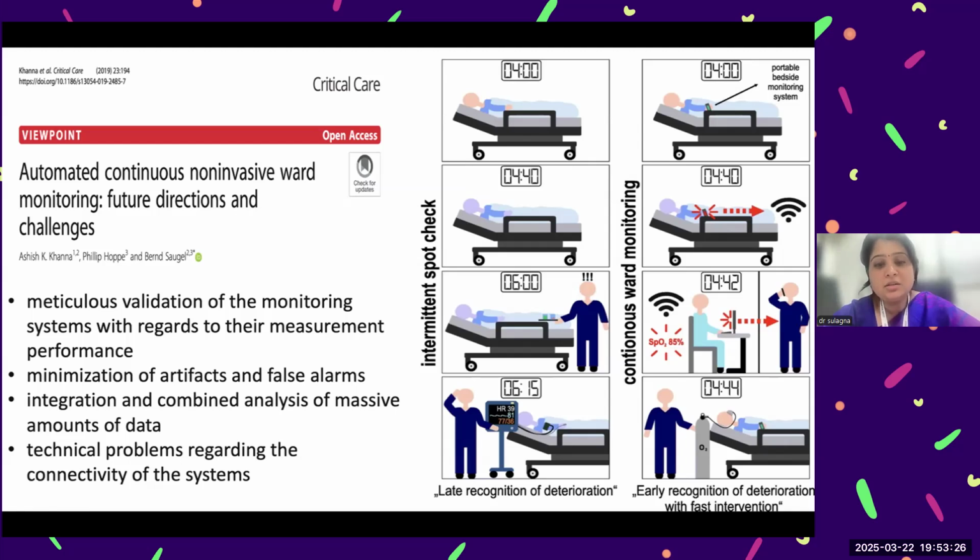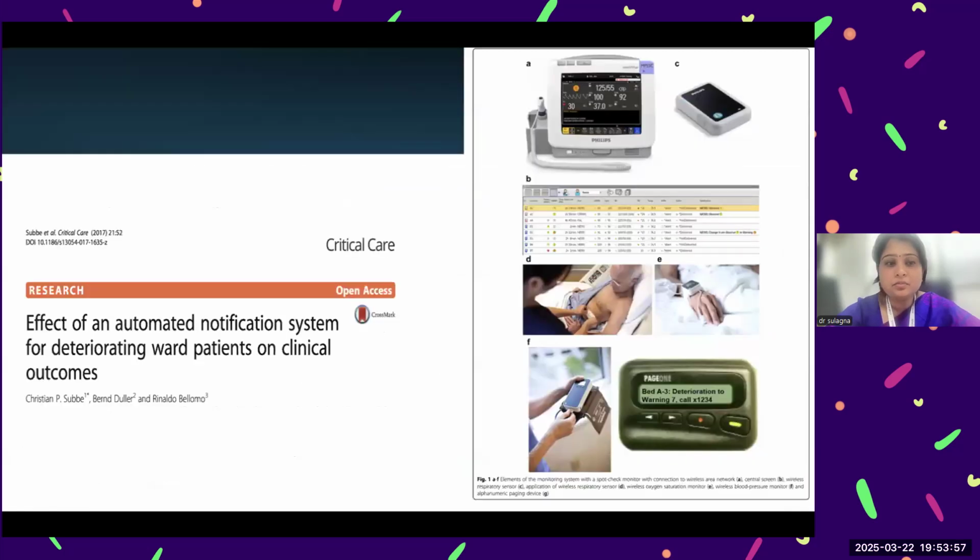Integration and combination of these systems require a massive amount of data, which needs to be analyzed. So the systems have to be integrated with the existing hospital information systems, and technical problems like connectivity and internet availability have to be ensured. So if these are the future of our vital signs monitoring, many devices have come up.